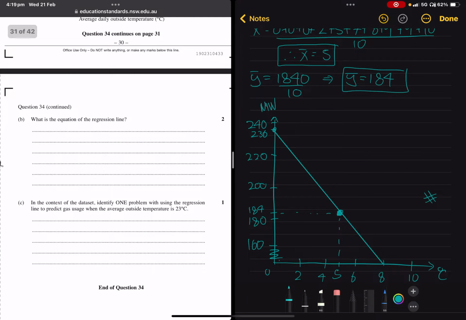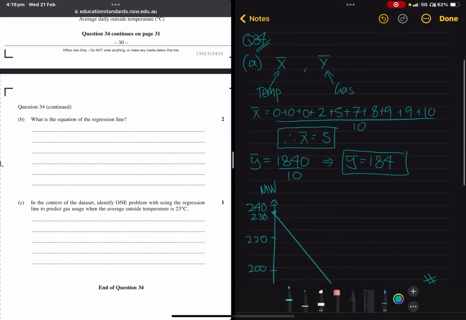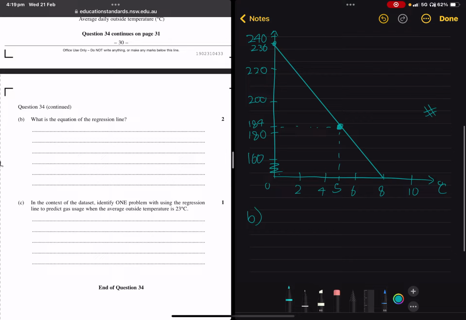Now we have some more parts of this. We have parts B and C. Part B says, what is the equation of the regression line? Well, we know 2 points it passes through. It passes through 0, 236, and it passes through the point 5, 184. So we can find the slope. We know the y-intercept is 236. So b is 236. All we need is the slope.